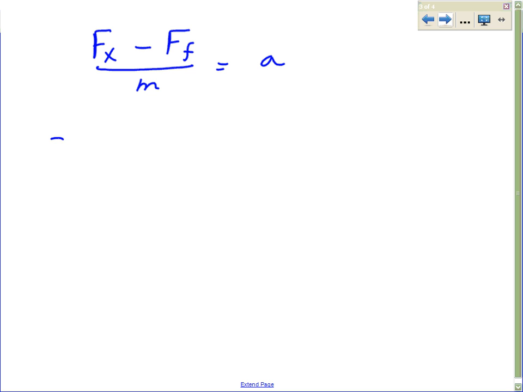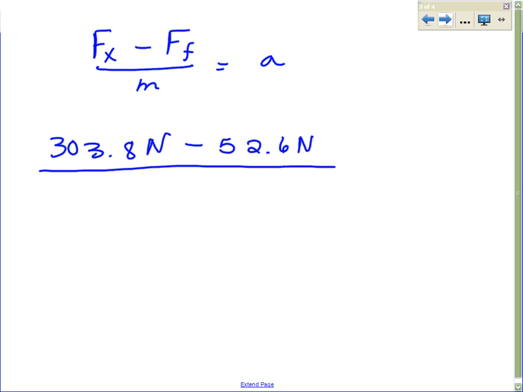Fx is 303.8 newtons. The frictional force in this problem is 52.6 newtons. We're going to divide all of that by the mass, which was 62 kilograms, the mass of our skier. The skier is accelerating down the hill. That's 4.05 meters per second squared. Remember, this is just a substitution.